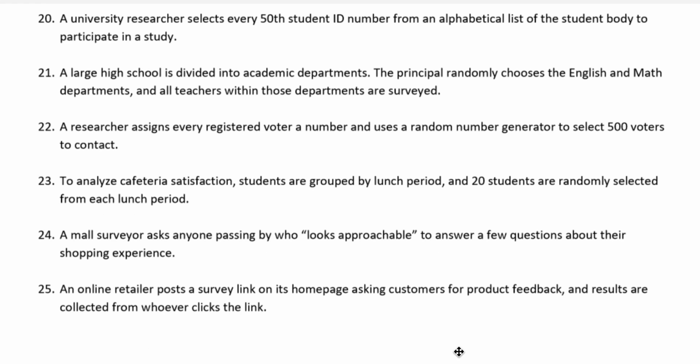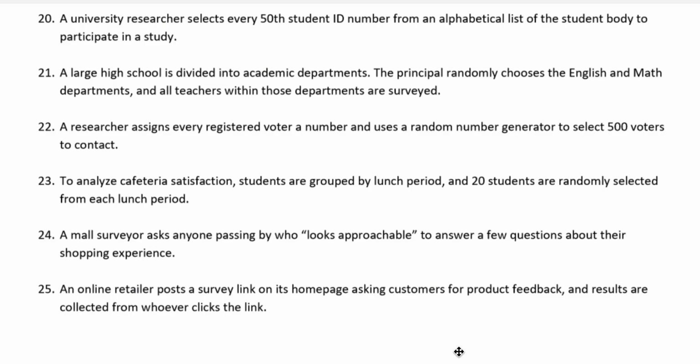24. A mall surveyor asks anyone passing by who looks approachable to answer a few questions about their shopping experience. This will be a convenience sample because the mall surveyor only asks people who pass him. So what about people who didn't pass him? Think about the number of people who go in and out of the mall every day, it's a lot. You cannot just use the people near you to do the data collection.